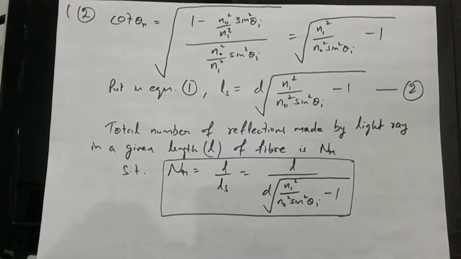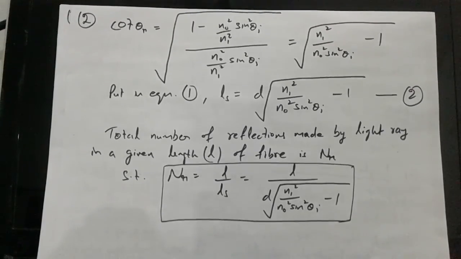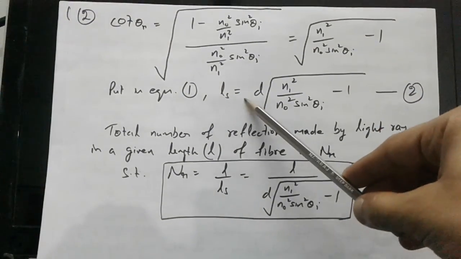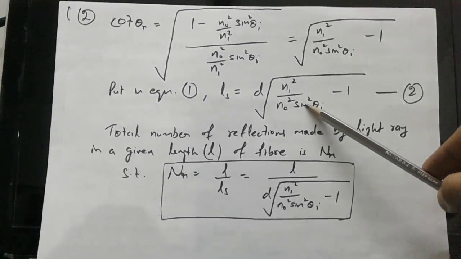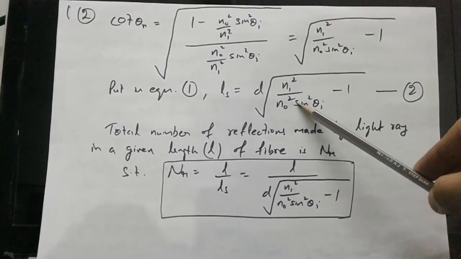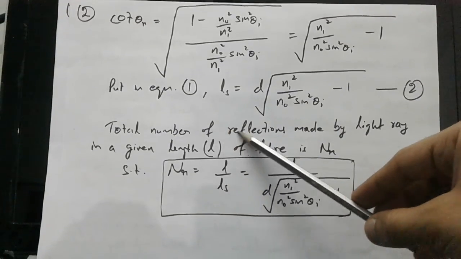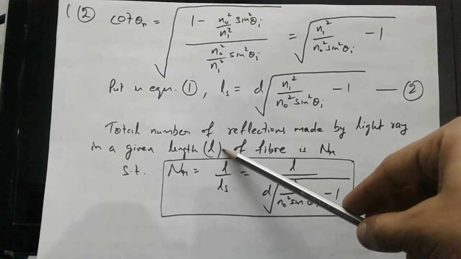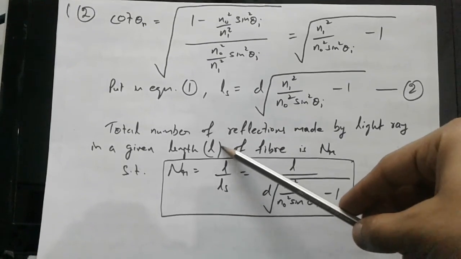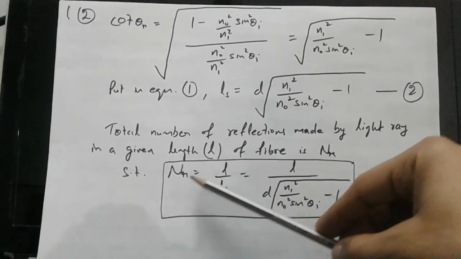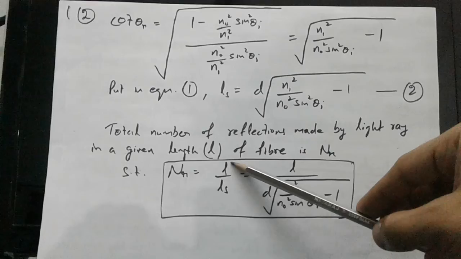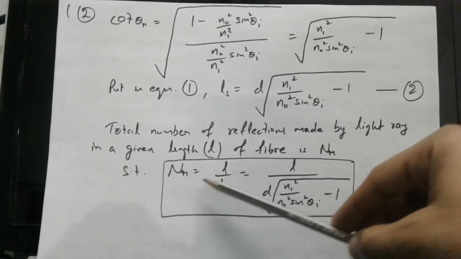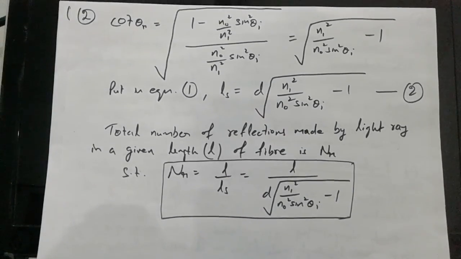So here you can see, students, we get from equation 2 the expression for skip distance. Another thing we can find is the total number of reflections inside the optical fiber if its length is small l. Now total number of reflections is the total length of the optical fiber divided by the skip distance. So from here you can find the number of reflections.